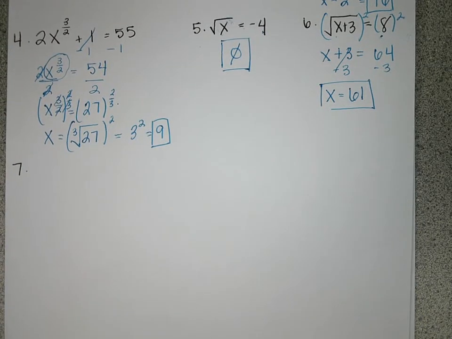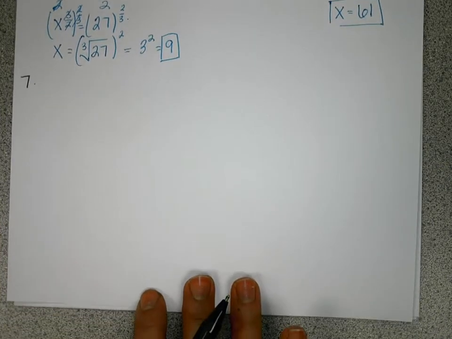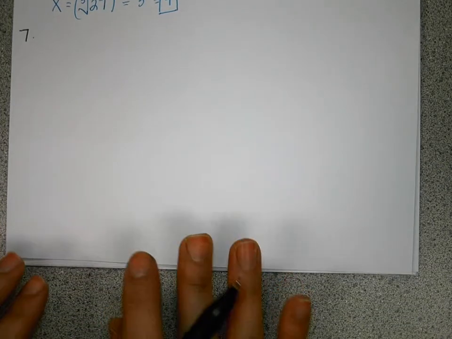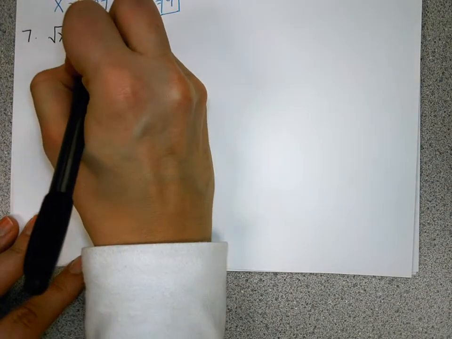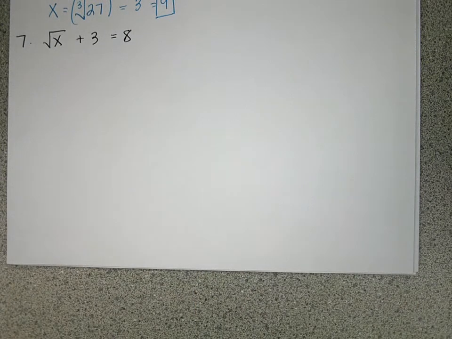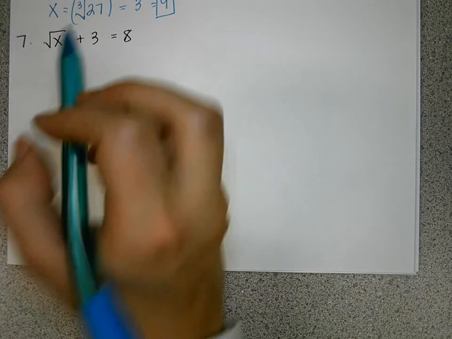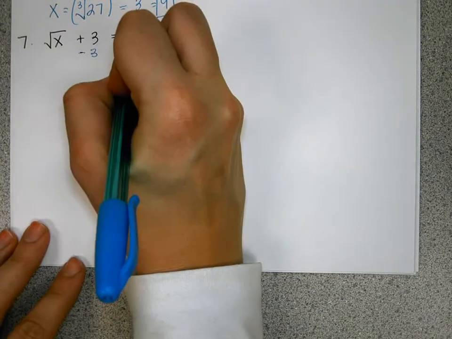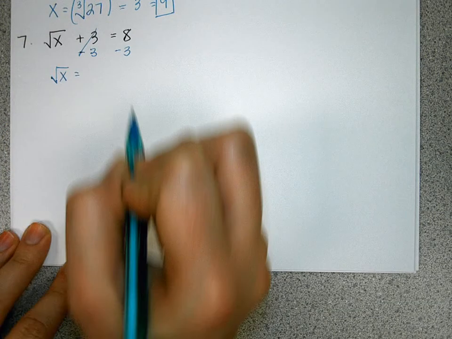Almost done. Number 7. The square root of x plus 3 equals 8. That 3 is not underneath the square root, so you need to make sure that you're being careful of that. And I need to get the square root by itself first. So I have to subtract 3 from both sides. So that's going to give me the square root of x equals 5.